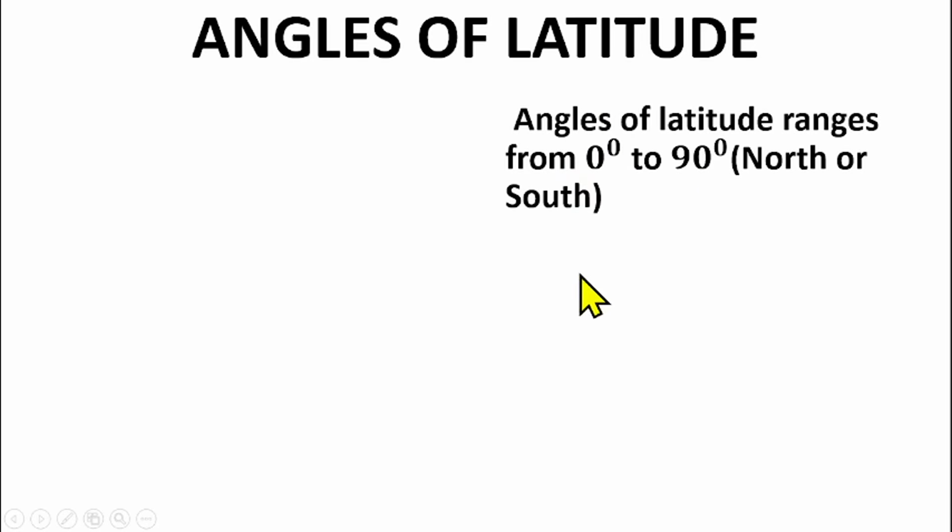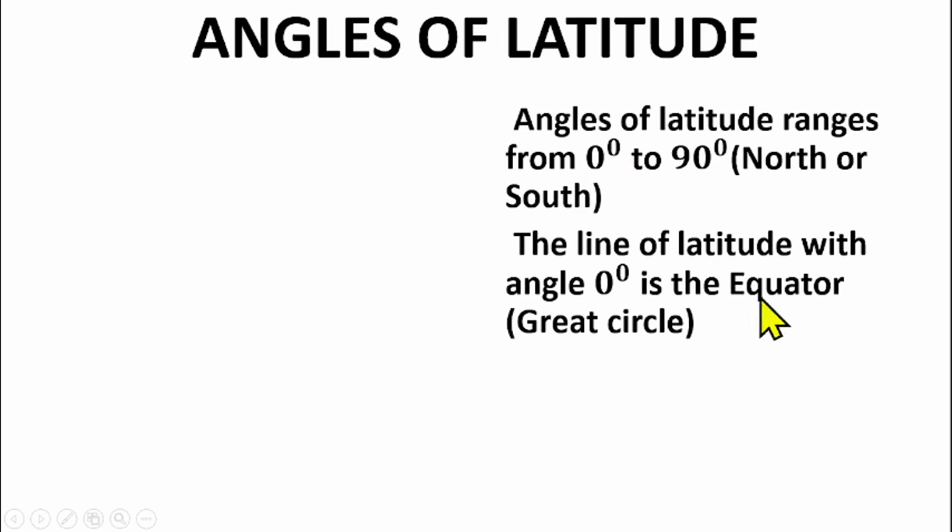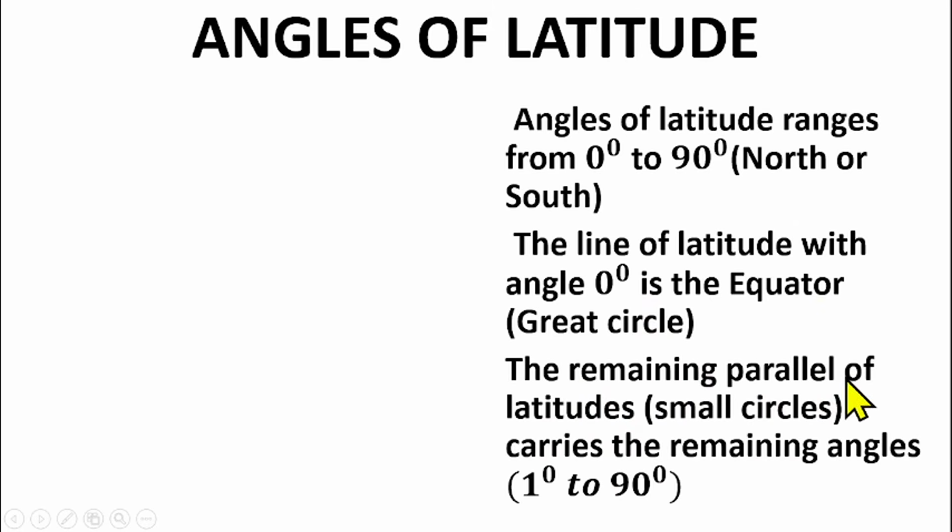Do you understand that? Then also the line of latitude that carries angle 0 degrees is the equator. So the equator has angle 0 degrees, while the rest of the lines of latitude carry from 1 degree to 90 degrees. So the line of latitude that has angle 0 degrees is called the equator. Then the equator is also called a great circle because it has the radius of the Earth. Then the remaining parallel lines of latitude, which are called small circles, carry the remaining angles, 1 degree to 90 degrees, either to the north or to the south.